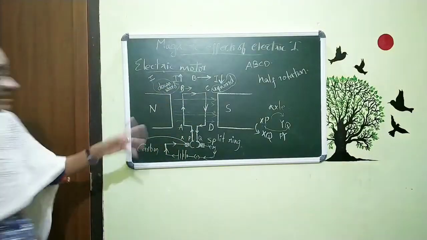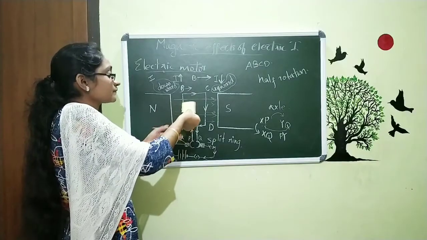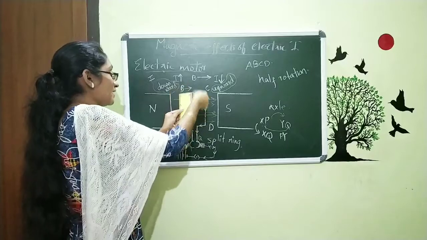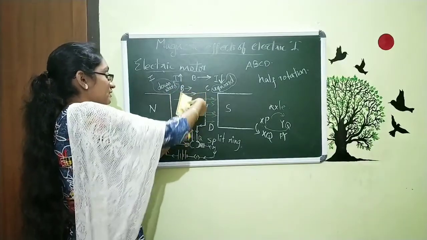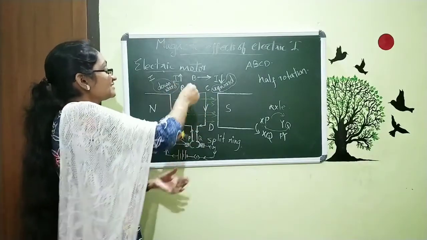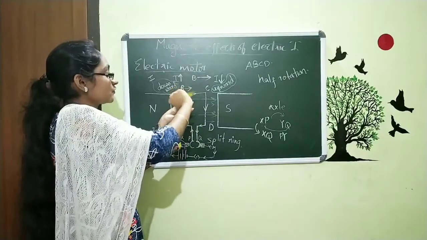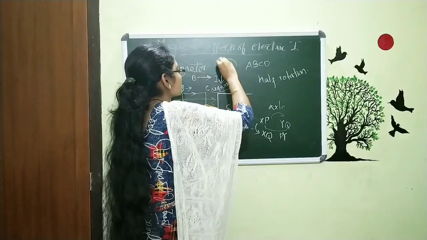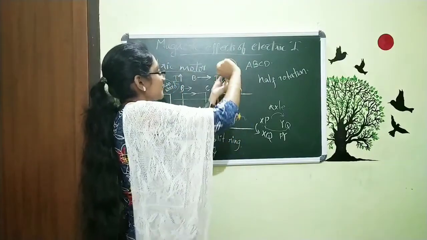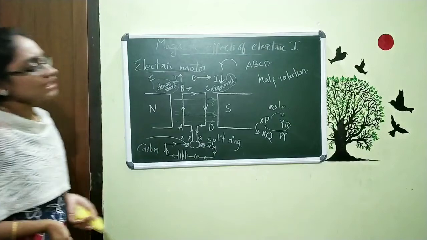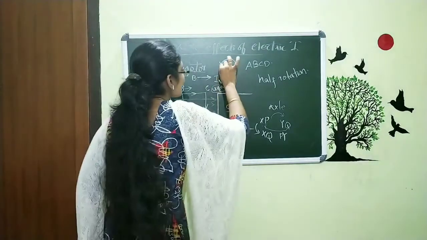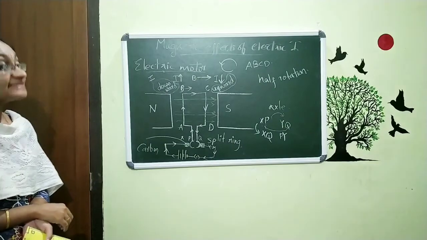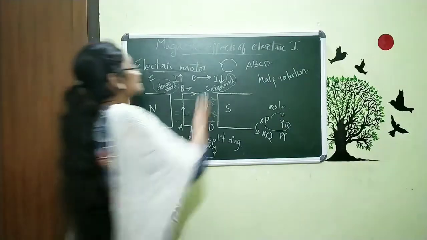Actually the direction of rotation is like this: this side downward and this side upward. We can say this is the direction of rotation. Is it clockwise or anti-clockwise? This is anti-clockwise.